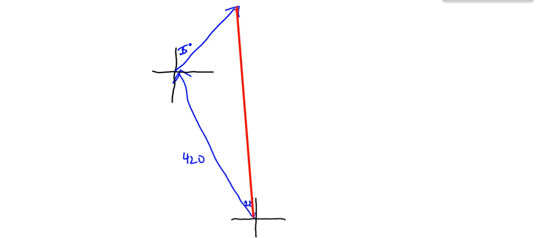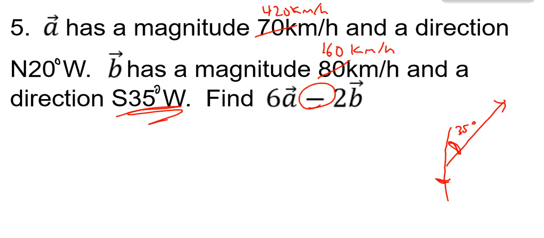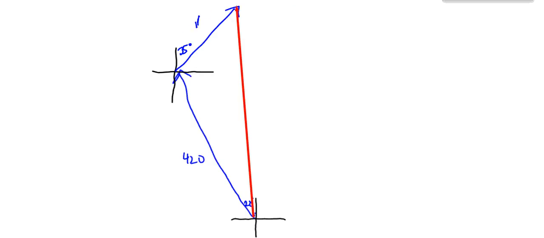So how are we going to talk about it? Well, first of all, I'm going to add back into the diagram that the magnitude of this was 160. This was 420. So obviously you can see a triangle, but it's not a right-angled triangle. But here's the magic trick, and it's not a magic trick, it's just we know math.